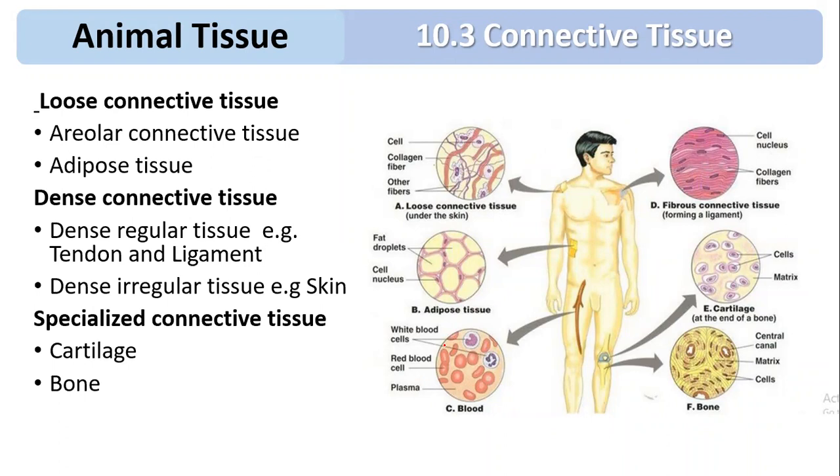So these are the classifications as per the NCERT textbook. Understood? Is the introduction of connective tissue and its classification clear to you? Yes or no?